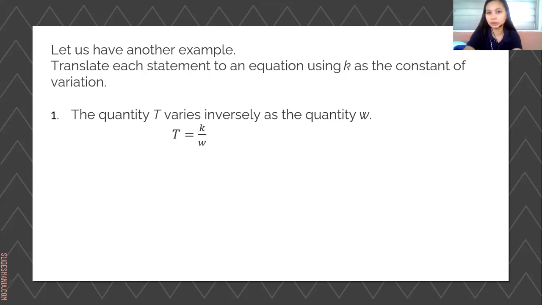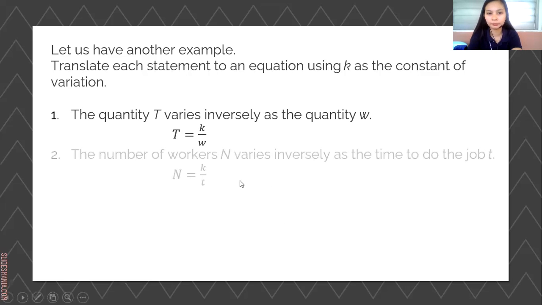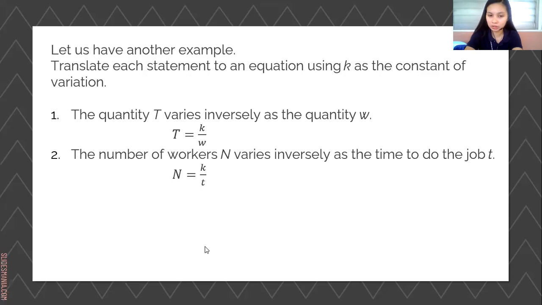Sige po, Lauren. Ayan. So, ganyan lang po mag-interpret. Next po, the number of workers N varies inversely as the time to do the job. So, T naman po yung representation niya for the time. So, ayun lang po. Ganun lang po mag-represent or mag-translate po. Okay?